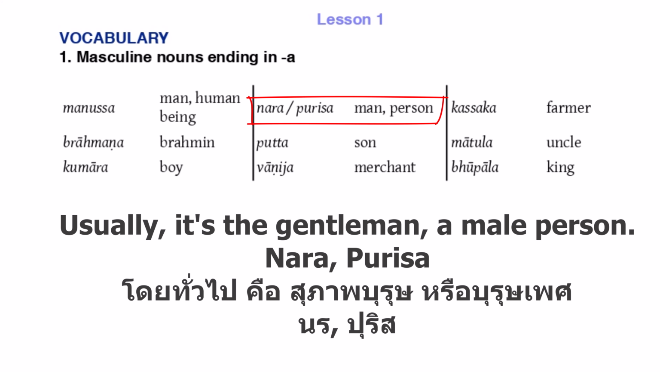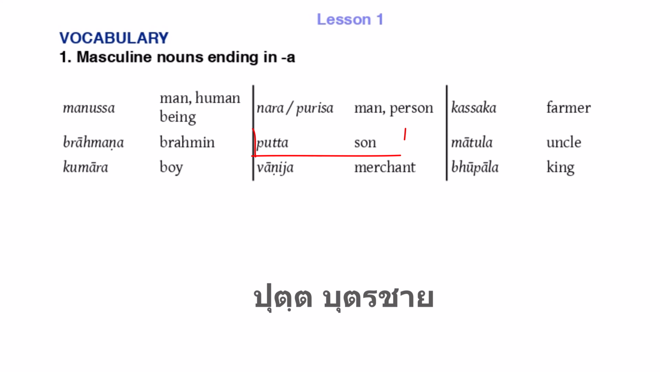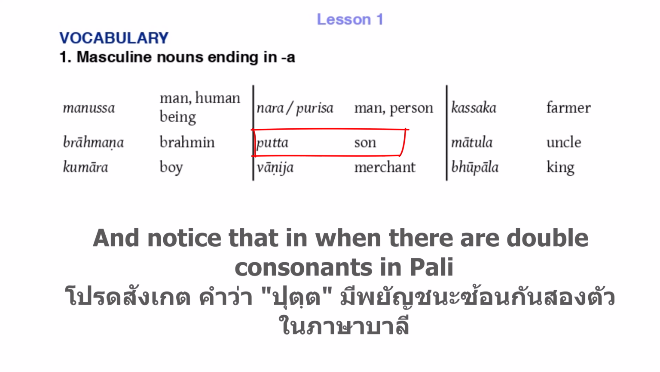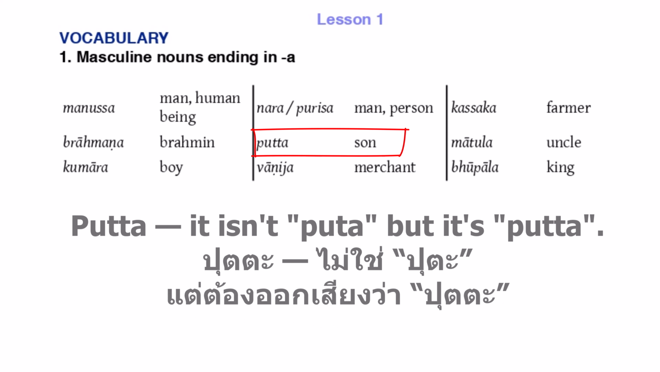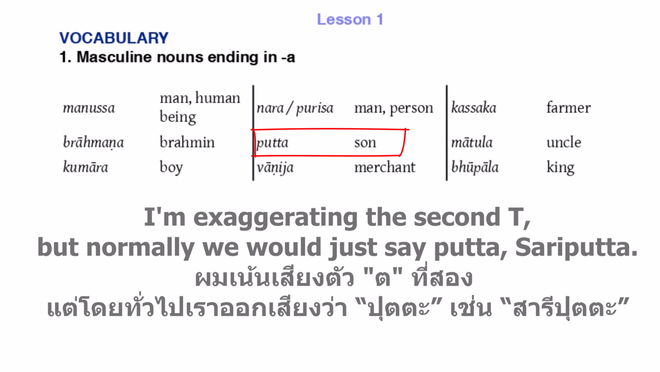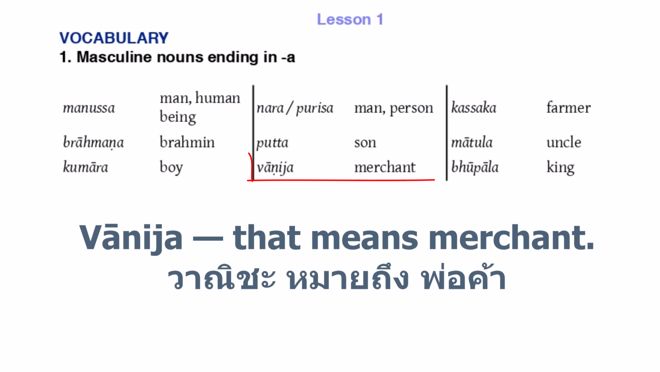Purisa. Okay, then putta. Putta. And notice that when there are double consonants in Pali, both consonants are sounded, even though it's rather subtle. Putta. I'm exaggerating the second t, but normally we would just say putta. Sariputta. Vanija. Okay, that means merchant.